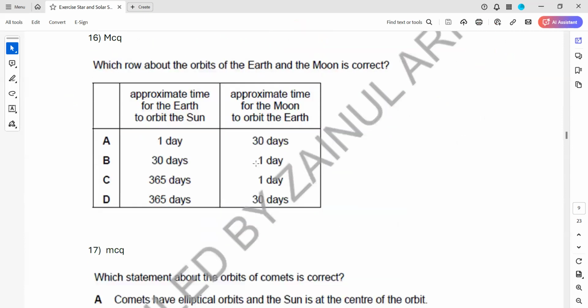Then we have question 16. Which row about the orbit of the Earth and the Moon is correct? The approximate time for the Earth to orbit the Sun is 1 year, which is equal to 365 days. And for the Moon, it's 30 days or 1 month. So that's why D is the right answer.